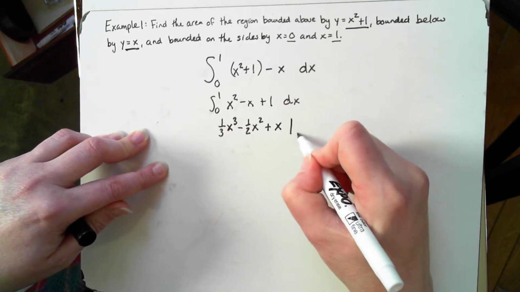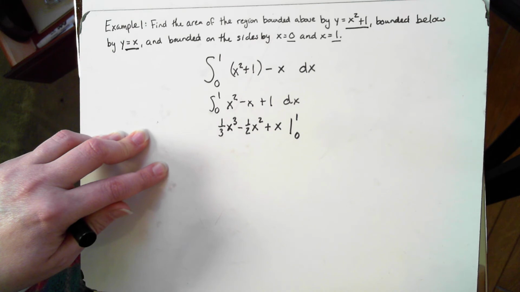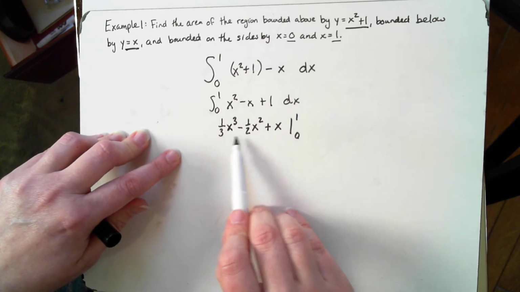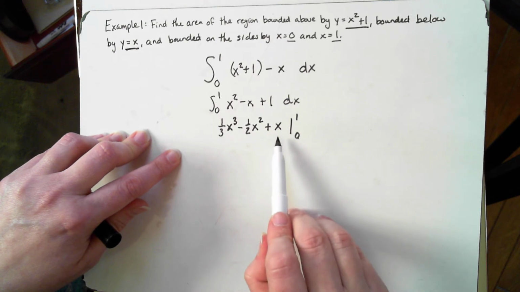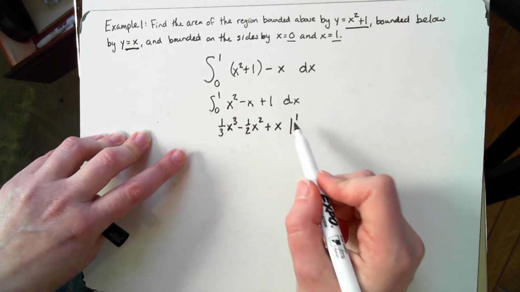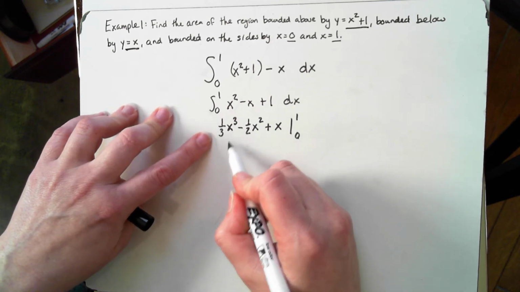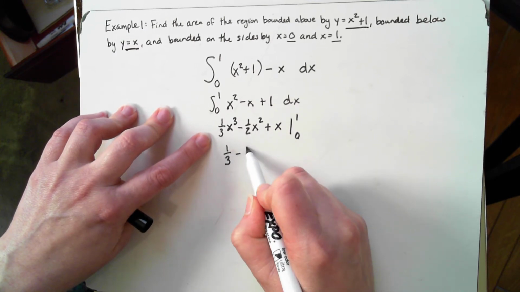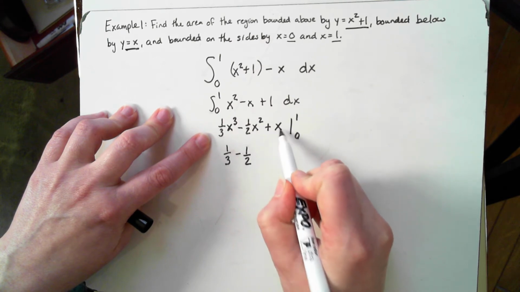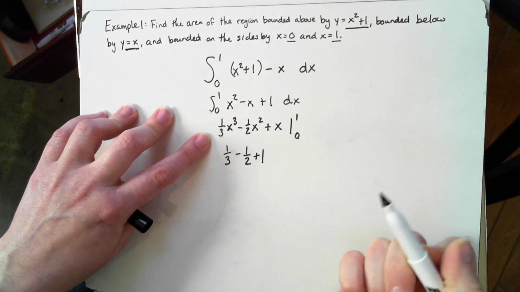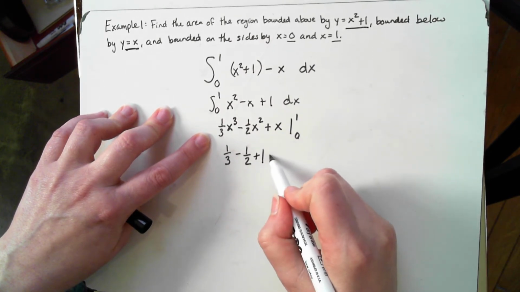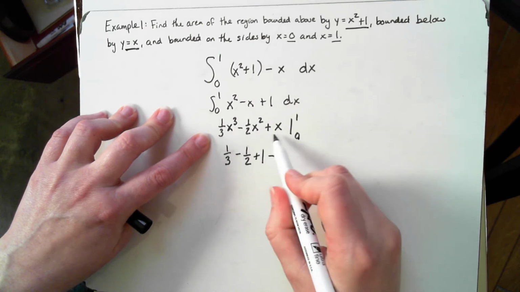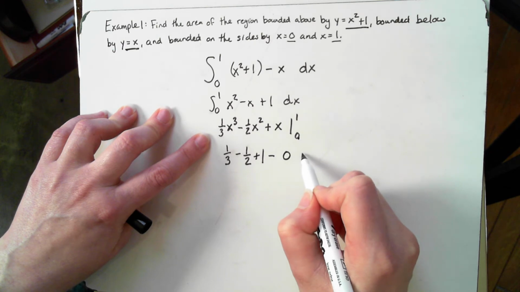Now this I have to evaluate from 0 to 1. I really like it when they put 0 here, because generally the result when you evaluate for 0 is just going to be 0. Now if I put in a 1, this term is going to be 1/3, this term is going to be minus 1/2, and this term is going to be 1. Now I just need to subtract out the value from 0. If I put 0 in, I'm just going to get 0.